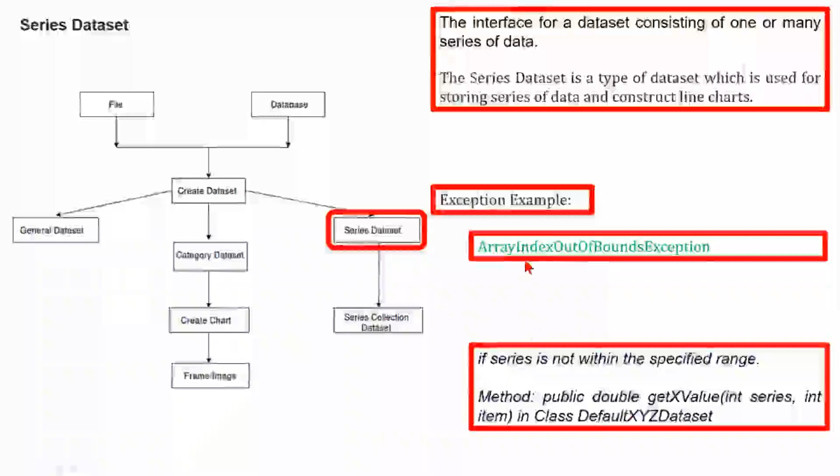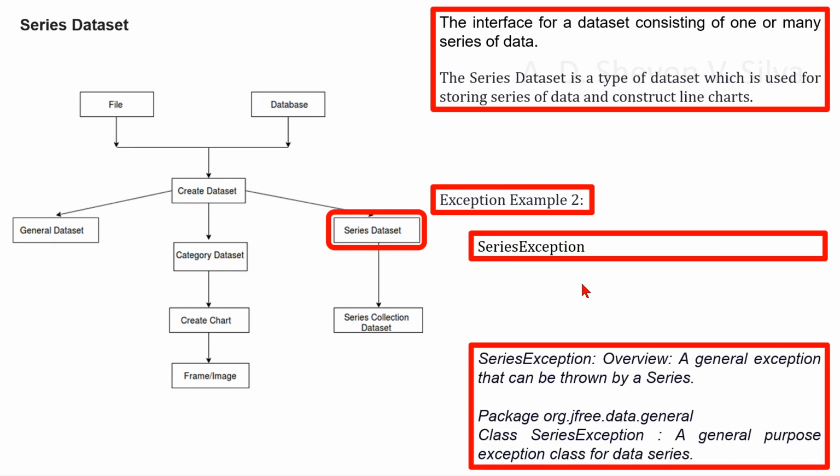As an exception example, we can consider array index out of bounds exception. It is thrown if the series is not within the specified range, in method public double getXValue(int series, int item) in class DefaultXYZDataset. Considering as an example exception 2, we are considering the overview of series exception, the general exception that can be thrown by series. The class series exception in package org.jfree.data.general is a general purpose exception class for data series.